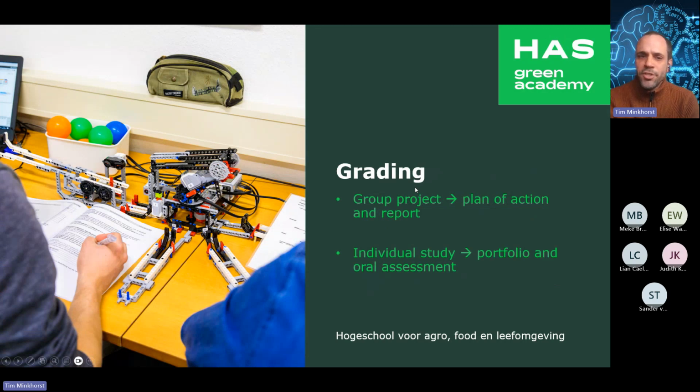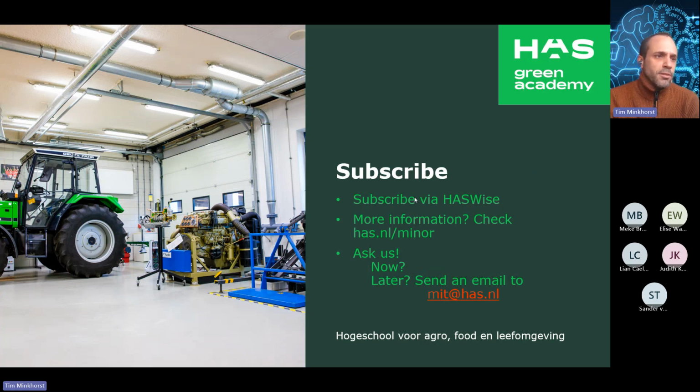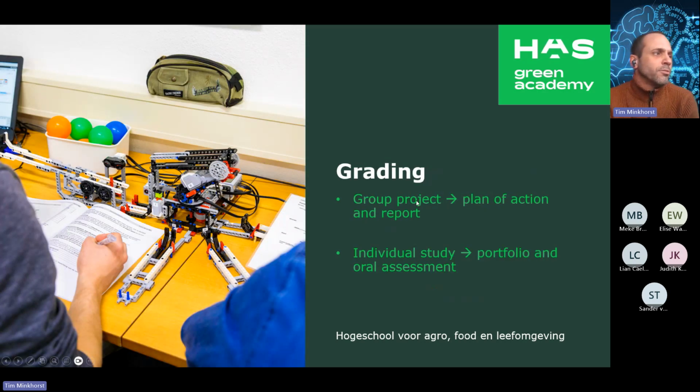And then the grading of the project. You're going to do a group project, so you're going to create a plan of action and a report. You're going to do an individual study, and for that you're also going to create a kind of portfolio in order to monitor your own development. And finally, there will be an oral assessment on which your knowledge will be tested, at which level you are after this minor, and by that it is determined if you succeeded.